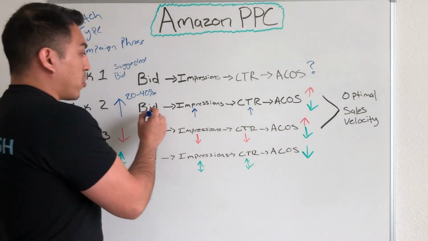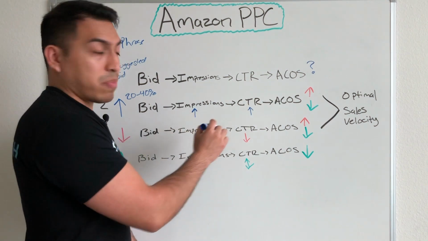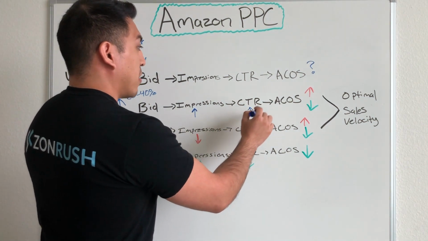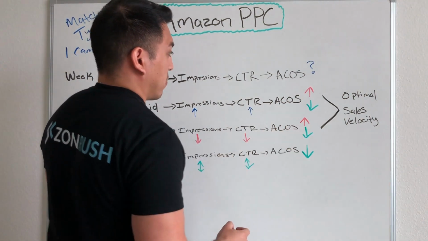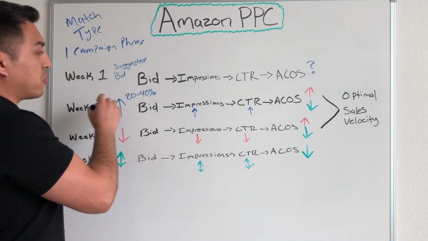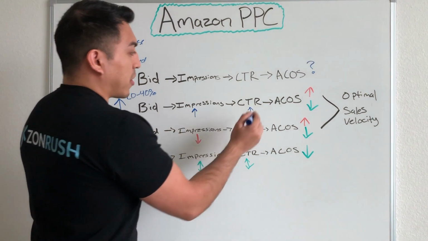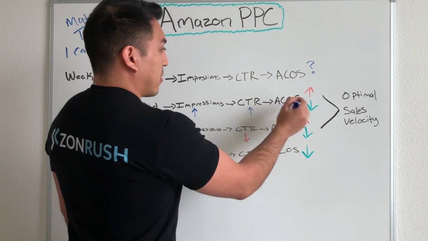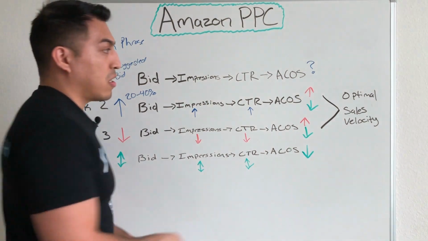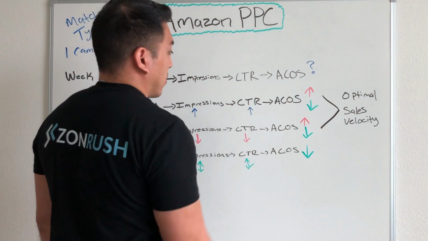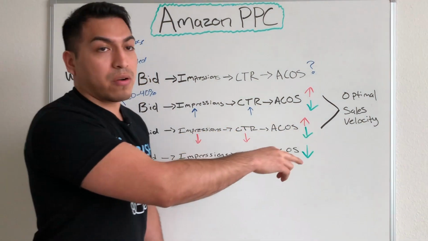So what you're gonna measure is, are your impressions going up? Is your click-through rate going up? And did your ACoS go up or did it go down? Okay, this is what you're gonna wanna measure. Generally speaking, when you raise the bids, you'll get more impressions, you'll get a higher click-through rate, and depending on how many keywords are in your campaign and how competitive your niche is, ACoS can either go up or go down. But what you're gonna want to pay attention to is your sales velocity, okay?